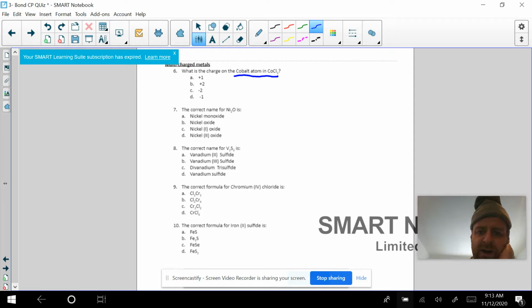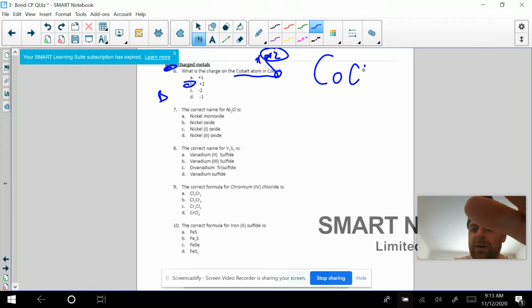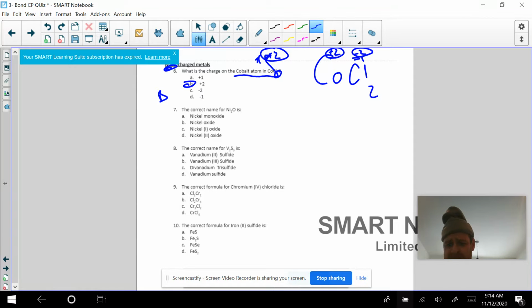Well, if you look on the periodic table, cobalt can be +1 or +2. So this is what we call a multi-charged metal, right? It can have more than one. Well, how do I know what the charge is? I crisscross the subscript on up, +2, all right? Because if it's cobalt chloride, each chlorine's -1. I need 2 of them to be -2, then it has to be +2, all right? So that's kind of the way you do that one, okay?